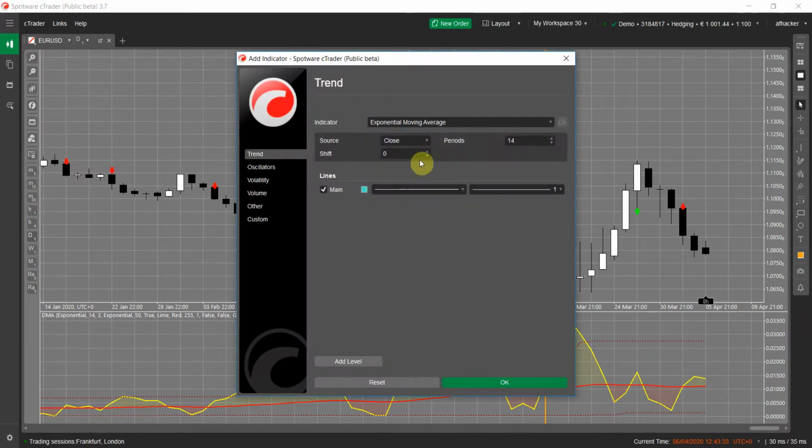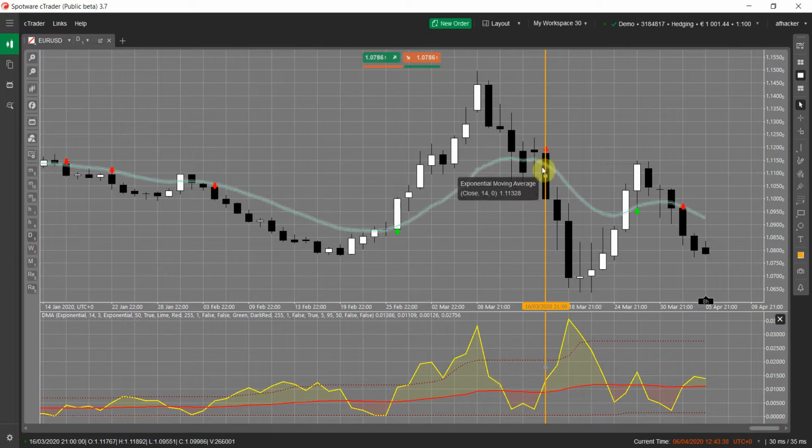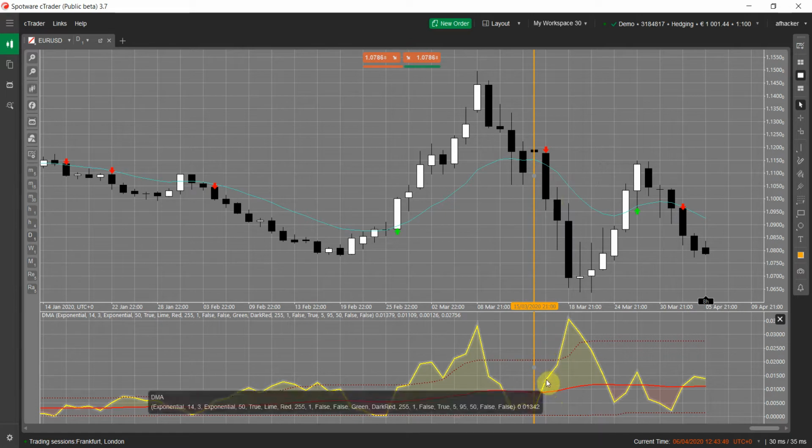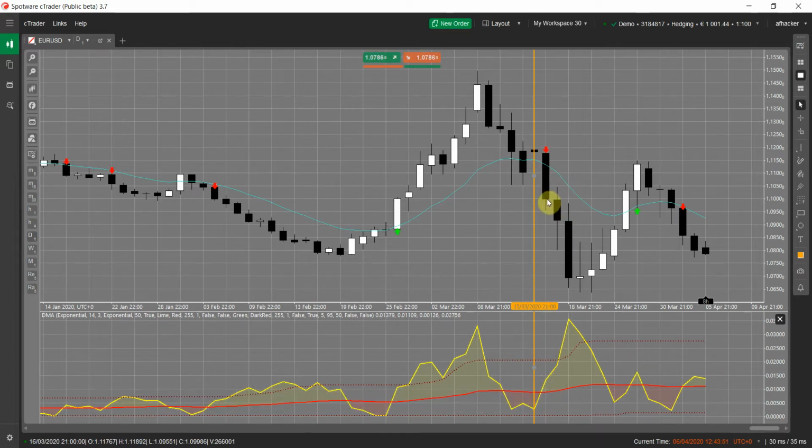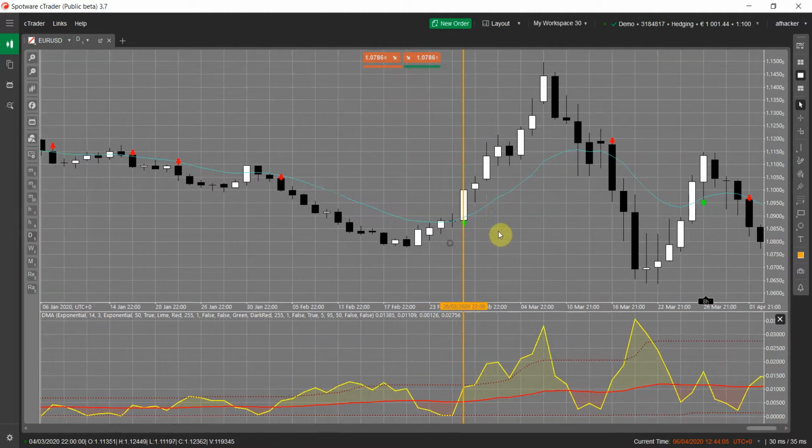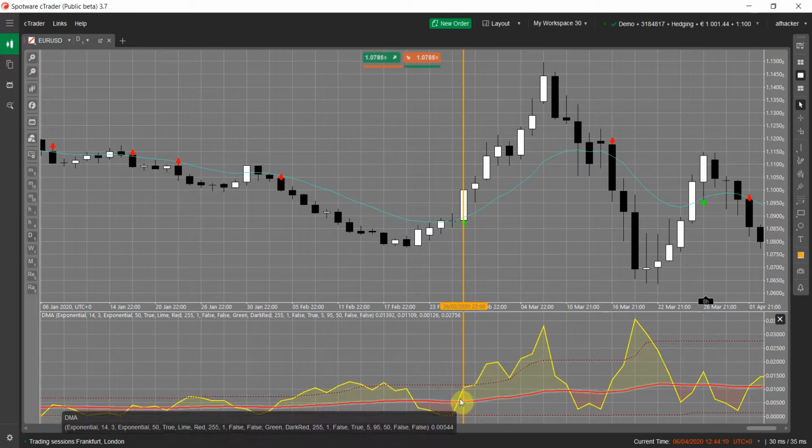Exponential moving average, 14, close. As you can see, the bar is closed below the moving average, so the indicator considers this a bearish trend signal, because the distance is starting to move away from the average distance value and the bar is closed below the moving average. This is considered a bearish signal. Same here. Look at this one. This is a bullish trend, or buy signal. It happens because the distance goes above the average value.